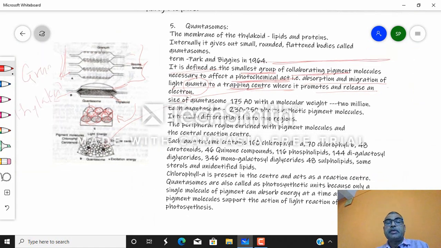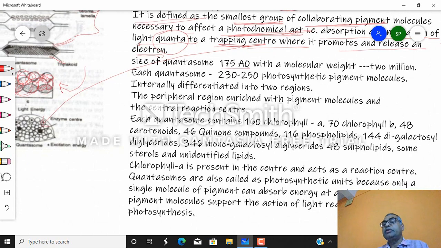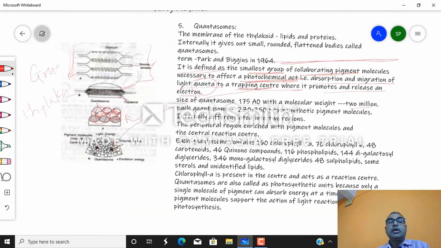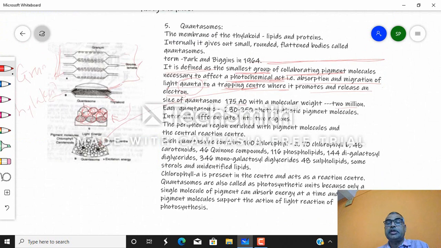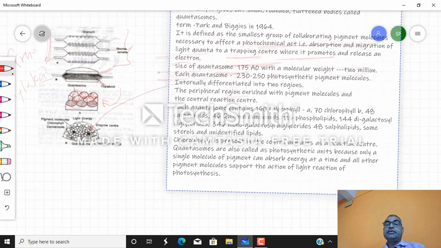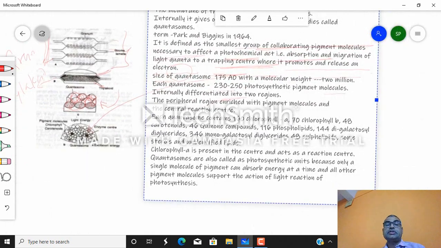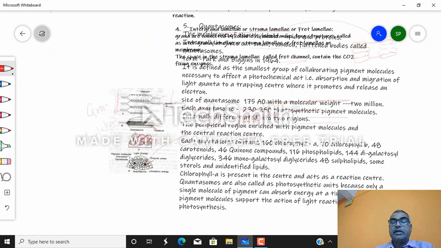Just say about the quantasome. The size of the quantasome is about 175 angstrom with a molecular weight of about 2 million. Each quantasome contains 230 to 250 photosynthetic pigment molecules. Internally, each quantasome is differentiated into two regions: the peripheral region enriched with pigment molecules, and the central one as a reaction center.